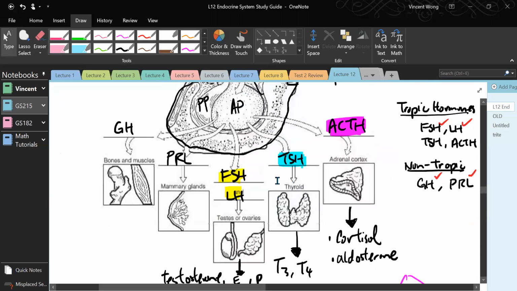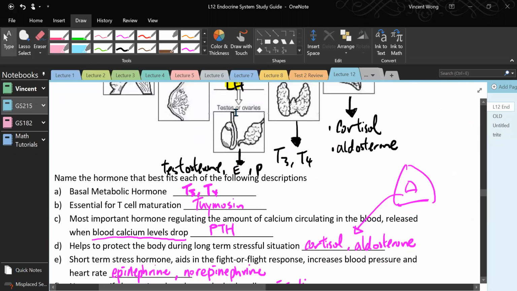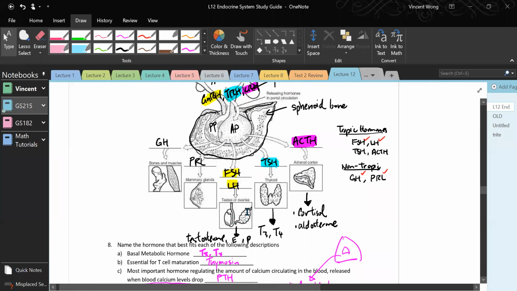Let me just go back here to show you. See, these highlighted ones, they are tropic because they target another gland. Testicles and ovaries are endocrine glands. Thyroid gland is an endocrine gland. Adrenal cortex is an endocrine gland, right? Something is an endocrine gland when you release hormones. Mammary gland is not an endocrine gland. It's an exocrine gland because you're not secreting hormone. The milk comes out from the duct. So that's why these are not tropic hormones, because they're not targeting another endocrine gland. Okay?